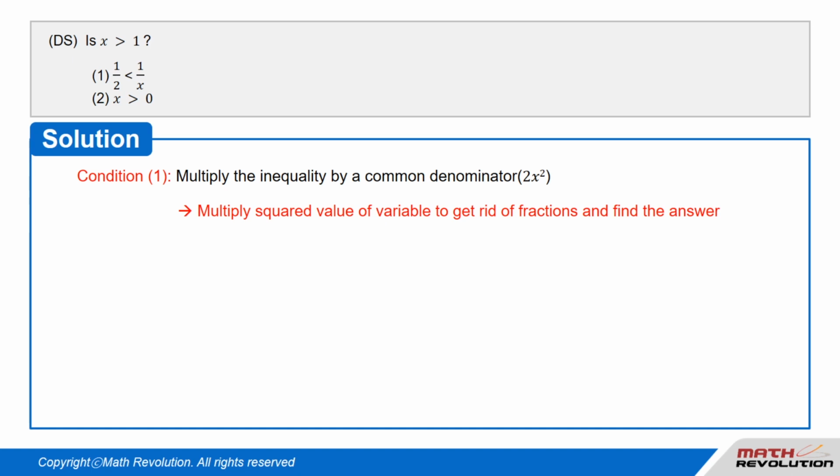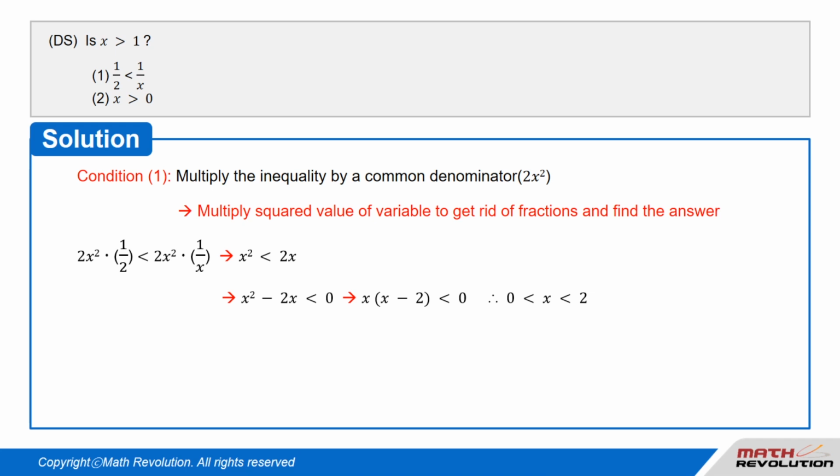Solution. In condition 1, multiply the inequality by a common denominator, 2 times x squared. It is important to multiply the squared value of the variable to get rid of fractions and find the answer. So, we get 2 times x squared times 1 over 2 is less than 2 times x squared times 1 over x, or x squared is less than 2 times x. This can be rearranged to get x squared minus 2 times x is less than 0, and then factored to get x times the quantity x minus 2 is less than 0.